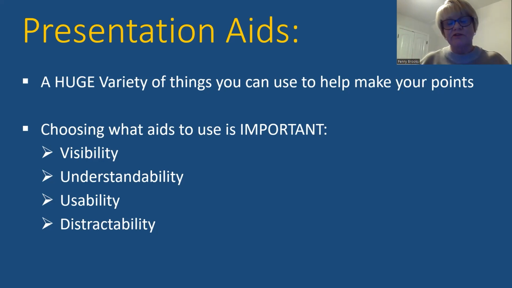Usability is another fun factor. Is this something you can use, or know how to use well enough in front of other people so that you can hold it up, show it, use it, demonstrate, and it's not going to get in the way of other things? So make sure you know how to use whatever you're supposed to be using, and that applies especially to technology.